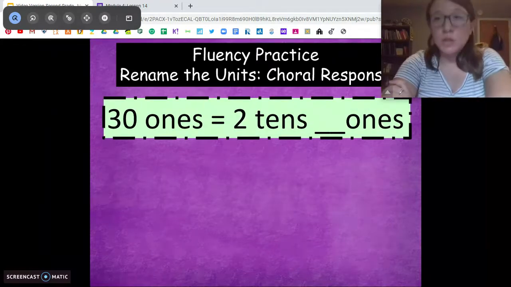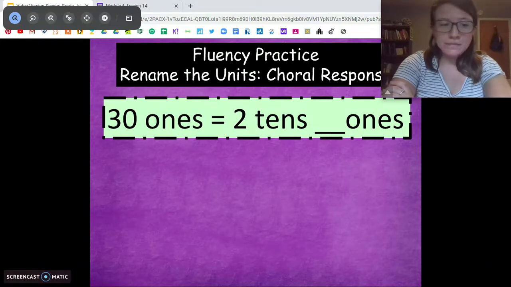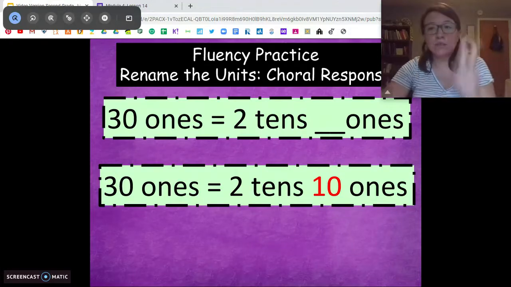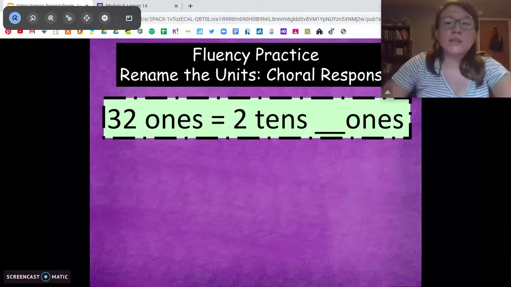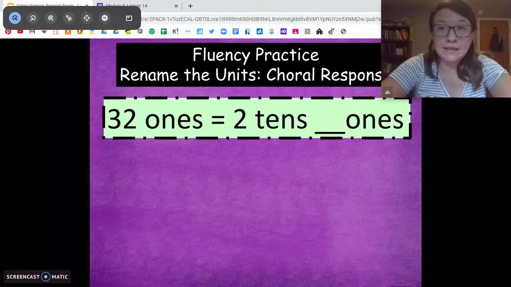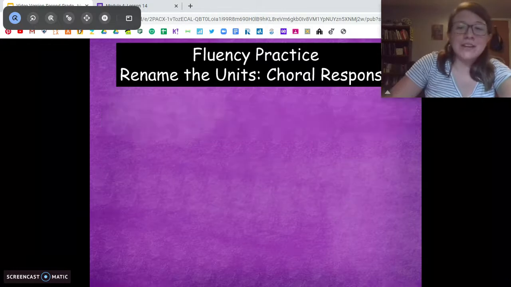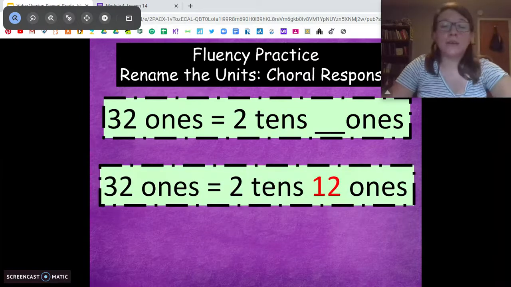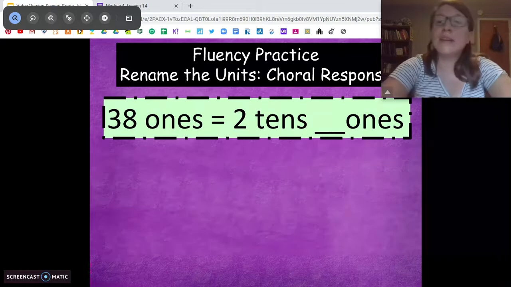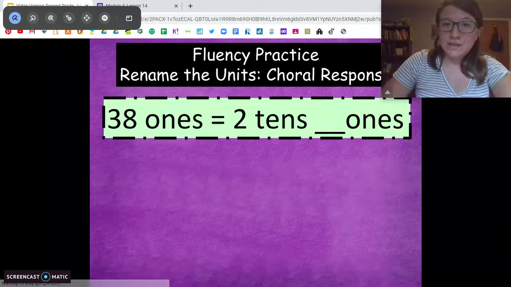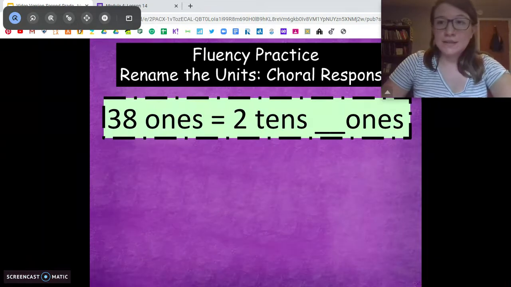All right. 30 ones is 2 tens and how many ones? Good. Same thing as what we just did. 2 tens, 10 ones. So we have 10, 20, and then another 10, 30. So use this one to help you with this one. 32 ones is 2 tens and 12 ones. Good. 30 ones is 2 tens and 10 ones. We have to add those 2 extra ones in there. So we're going to get 2 tens and 12 ones. Try this one. 38 ones is 2 tens and use this one to help you. 38 ones, 2 tens, 18 ones.